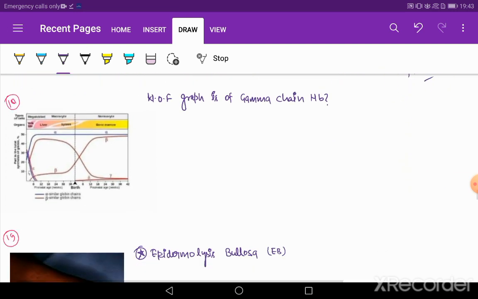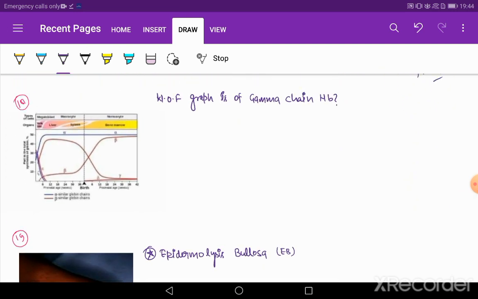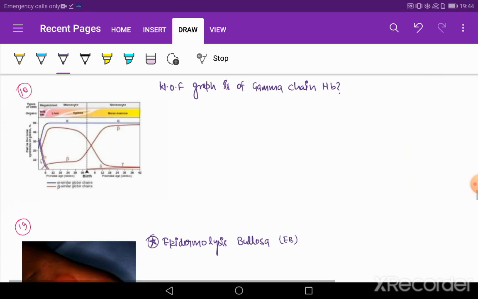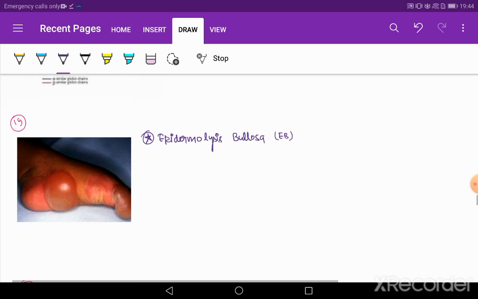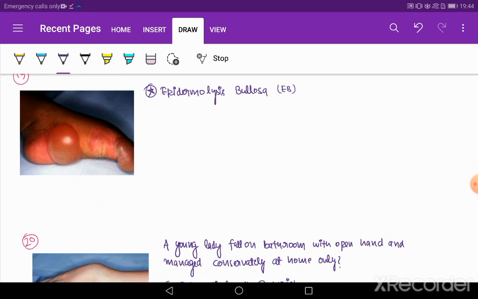Next question is, which of the following graphs is of gamma chain hemoglobin? This is the gamma chain graph curve. Our next question is epidermolysis bullosa. This is a genetic skin disorder characterized clinically by blister formation from mechanical trauma. It often occurs after mechanical trauma.